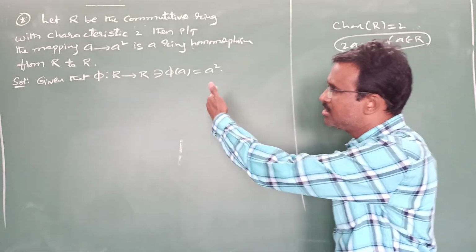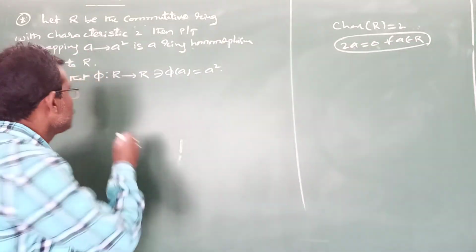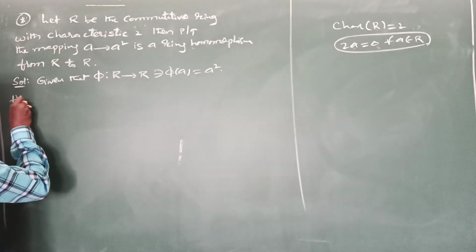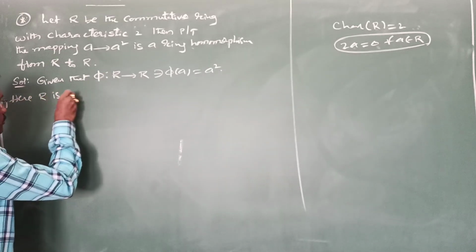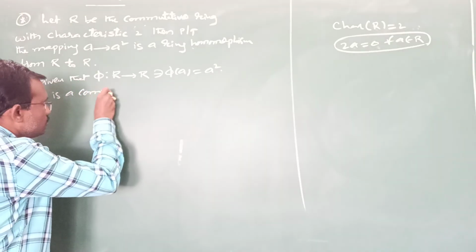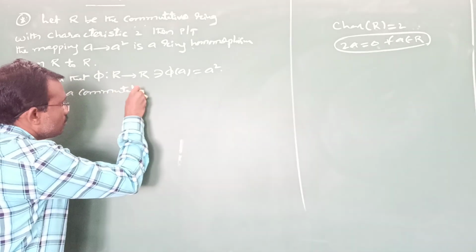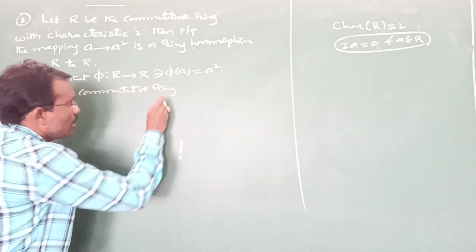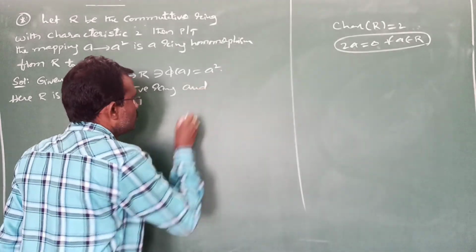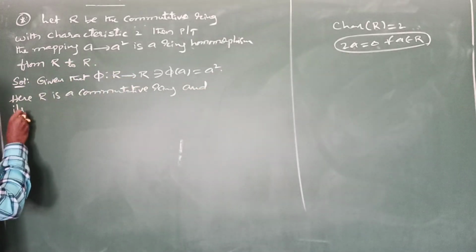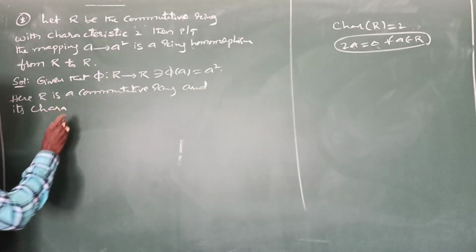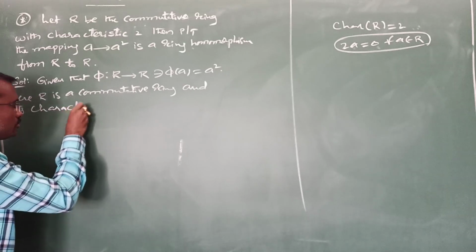Here, given that condition, first I want to write that relation. Here R is a commutative ring and its characteristic is 2.